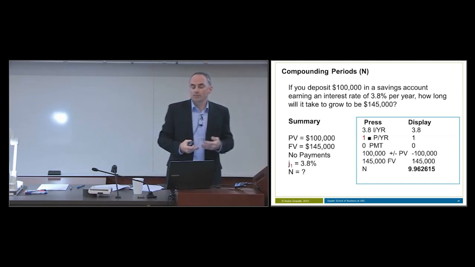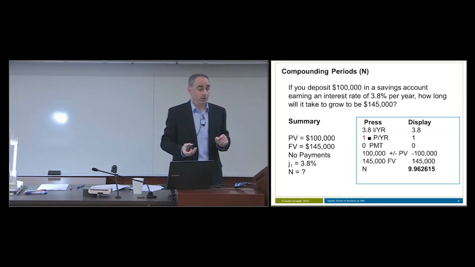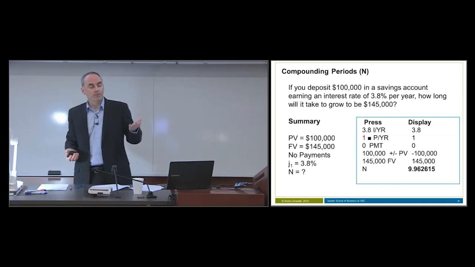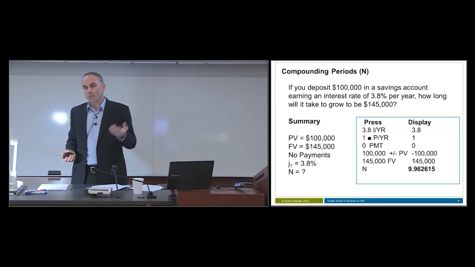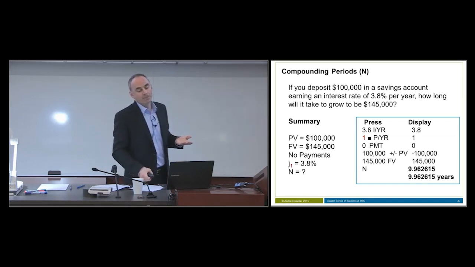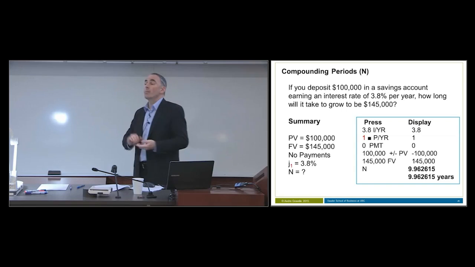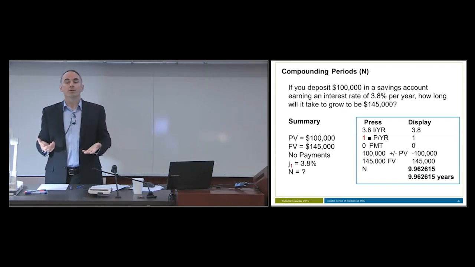Now, if I ask the question, 9.96, that's 9.96 what? Well, technically, these are compounding periods, right? But what is my compounding period exactly? Well, if my periods per year are 1, then my N has to be years. 1 period per year is years, so this is years. 9.962 years. So when we get a question that asks us for N, we have to pay attention to what the compounding periods are. In this case, 9.96 compounding periods or years.